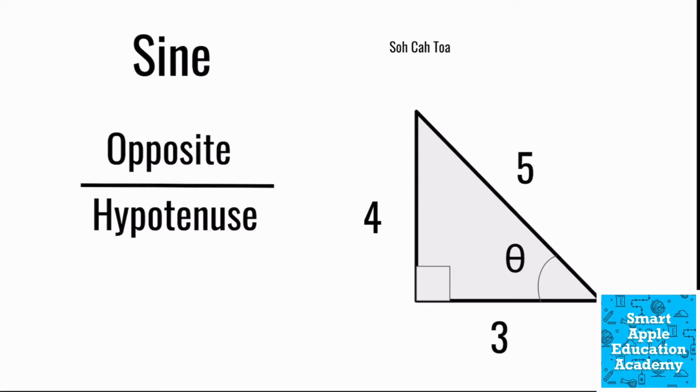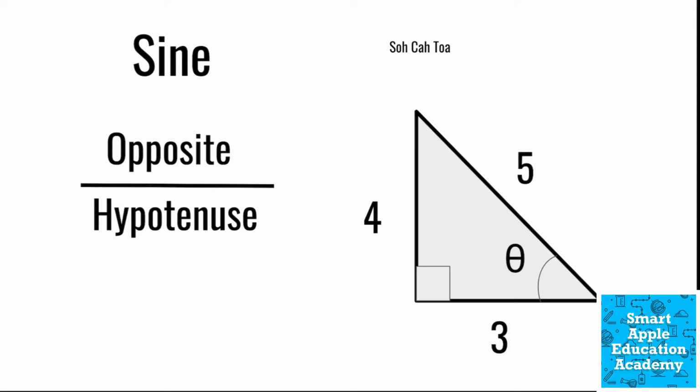If you look at the top right-hand corner of the screen, you'll see where it says SOHCAHTOA. SOH is for sine, CAH is for cosine, and TOA is for tangent. Since we're talking about sine, let's look at SOH. S stands for sine, O stands for opposite, and H stands for hypotenuse. You can use this to remember that sine's ratio is opposite over hypotenuse.